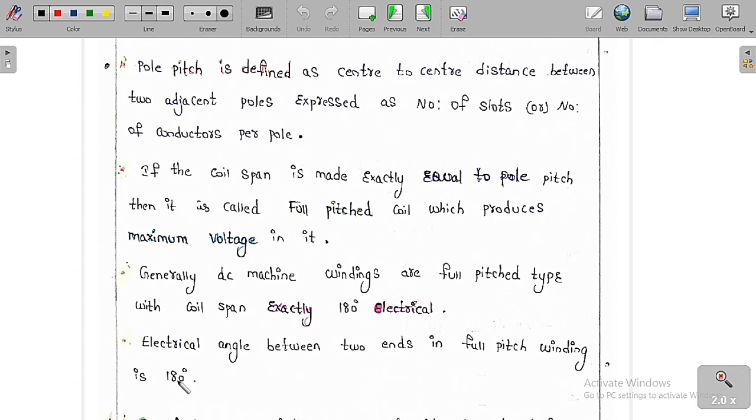So the electrical angle between the two ends in a full pitch winding is always equal to 180 degree, and the coil span is also equal to 180 degree, because in a full pitch winding the coil span is equal to pole pitch. So generally DC machine windings are full pitch type with the coil span exactly 180 degree electrical, and the electrical angle between the two ends in a full pitch winding is 180 degree.